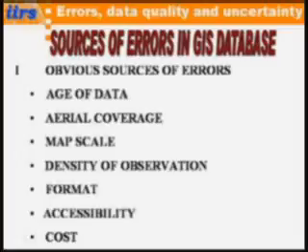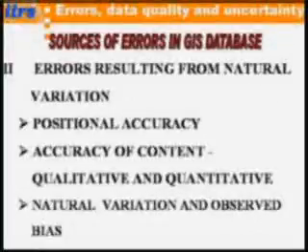And then, as I mentioned earlier, density of observation also plays an important role. The more density, the more accurate, but at the same time you are affecting the cost. So cost may increase. And then what format to use, and accessibility, etc. And then cost. So all these things play a role. Format: if you take one format and try to put it in another format, when you change from that format to another format, it also creates a problem, creates error.